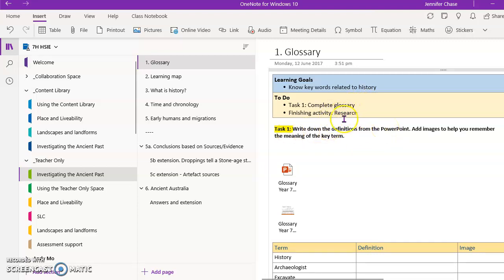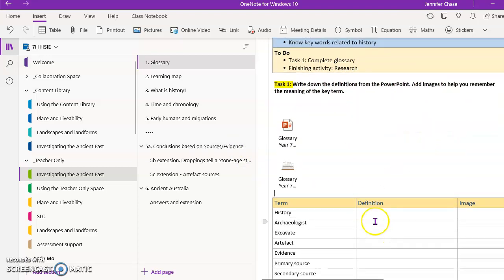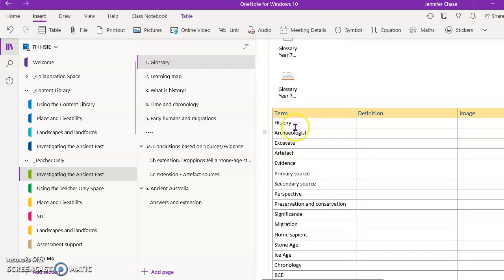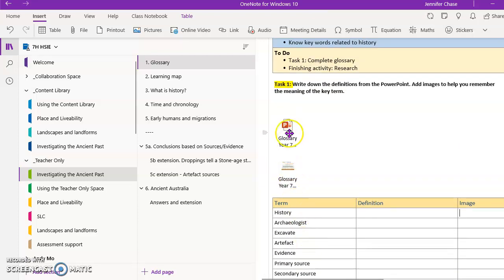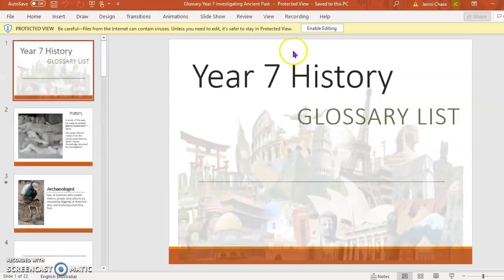So you're going to want to write down the definitions from the PowerPoint. I'm going to talk through them with you. So write them down here. Make sure you are writing them in your own words. Don't copy and paste because you are not going to learn or remember anything if that's what you do. And yes, you can use the image I've put on the PowerPoint, but by all means find another image that works for you. So let's get going. You can see I put the terms in here for you, so that should help you. Just focus on definitions.